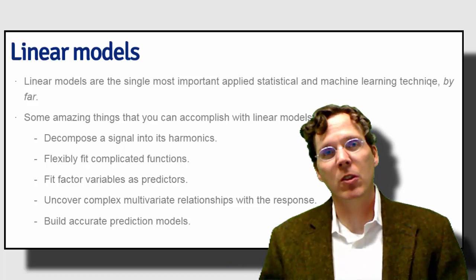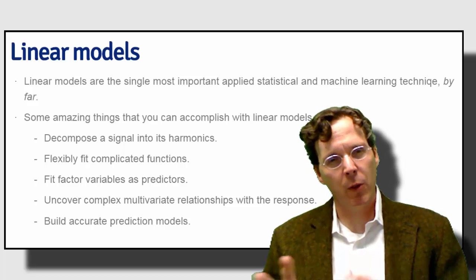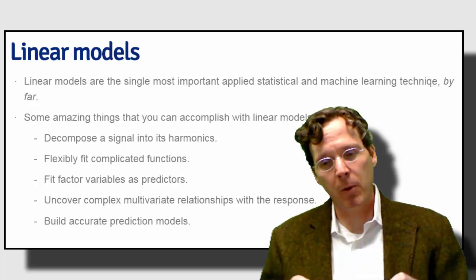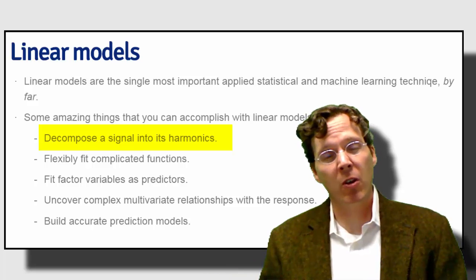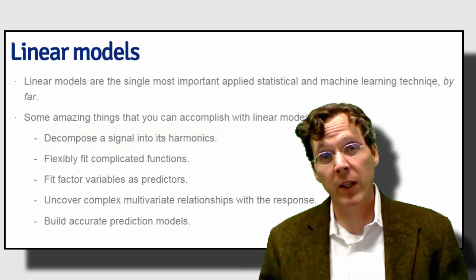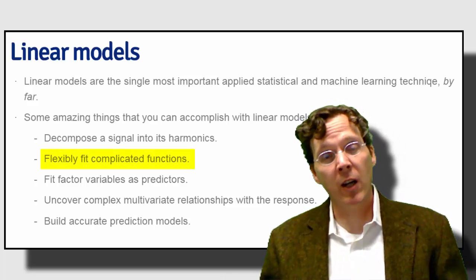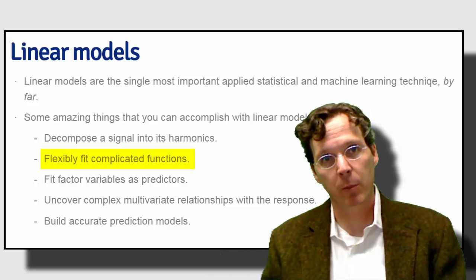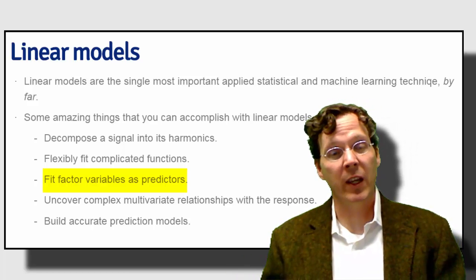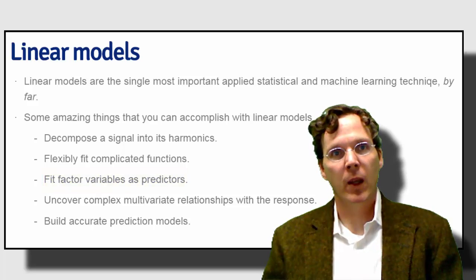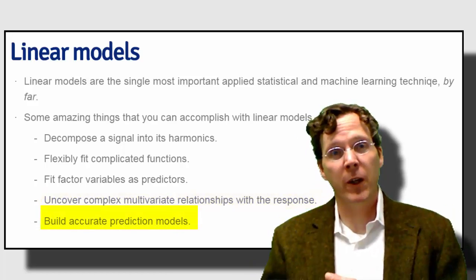And there's some amazing things you can do with linear models that you may not think would be possible from this first treatment of them in this one lecture. For example, you can take a time series, like a music sound, and decompose it into its harmonics. The so-called discrete Fourier transform can be thought of as the fit from a linear model. You can flexibly fit rather complicated functions and curves using linear models. You can fit factor variables as predictors. ANOVA is a special case of linear models. ANCOVA is a special case of linear models. You can uncover complex multivariate relationships with the response. And you can build fairly accurate prediction models.